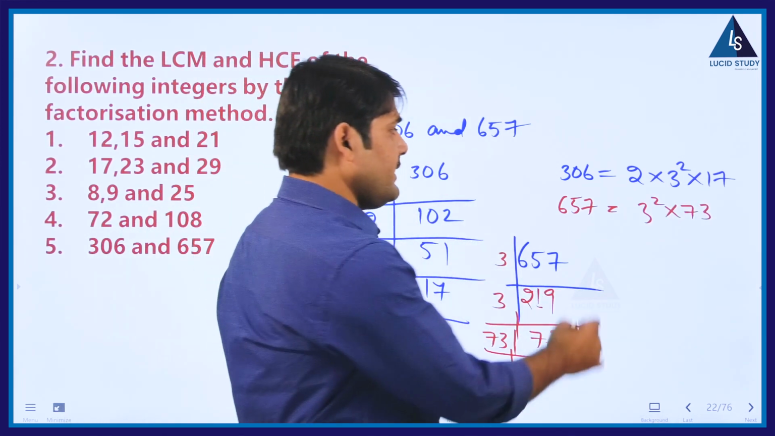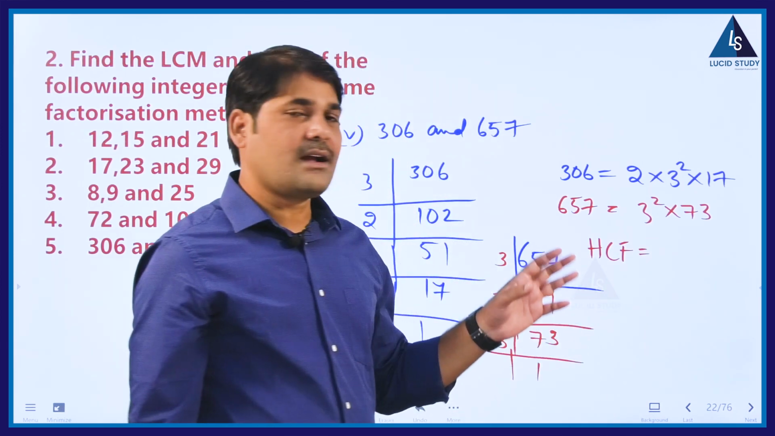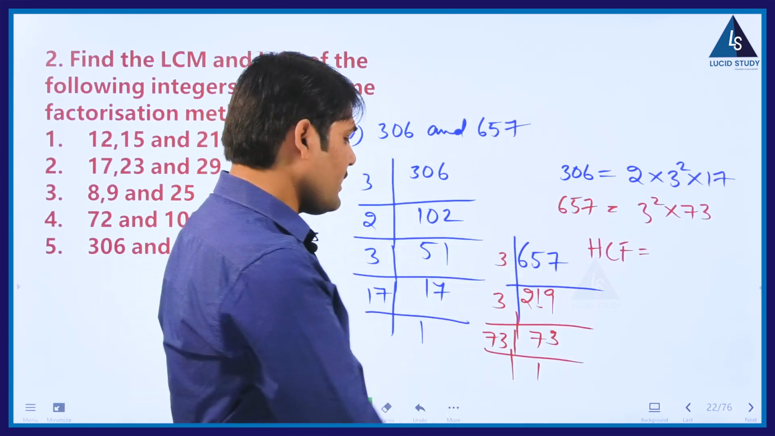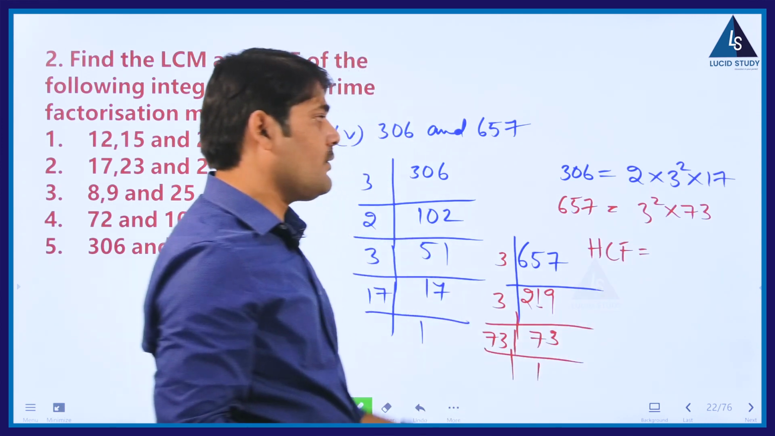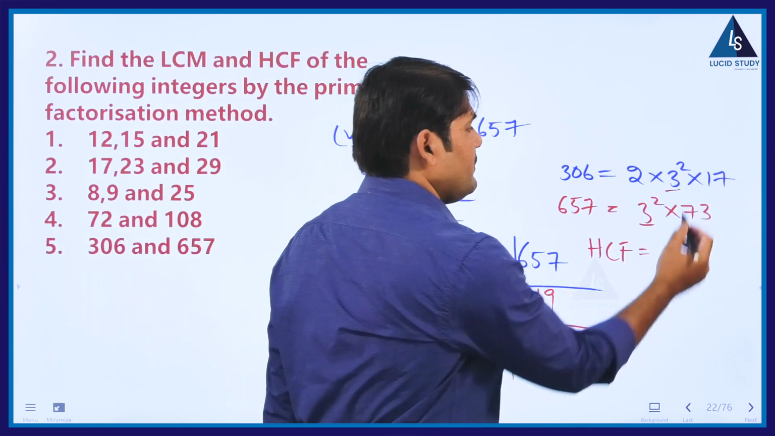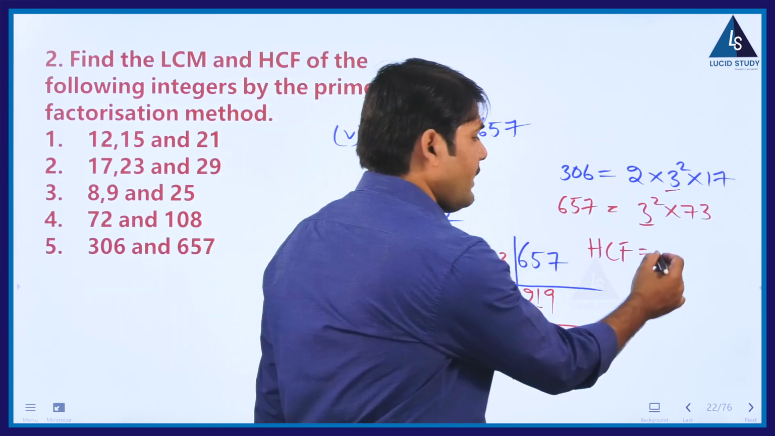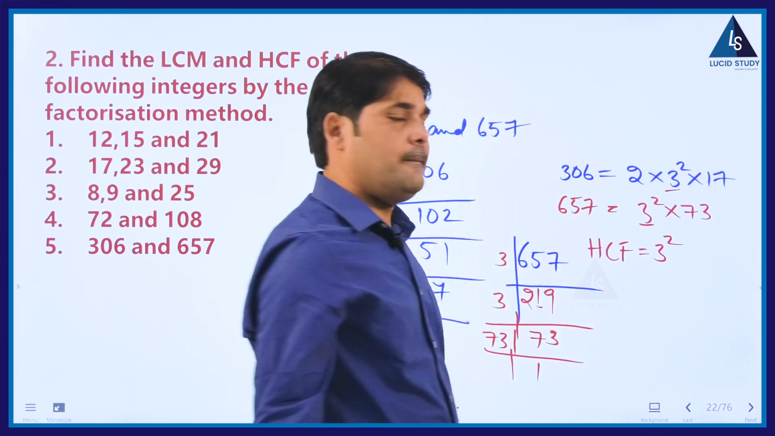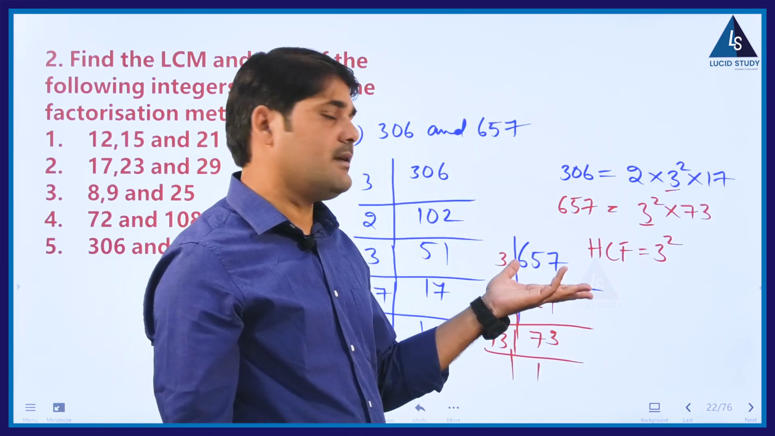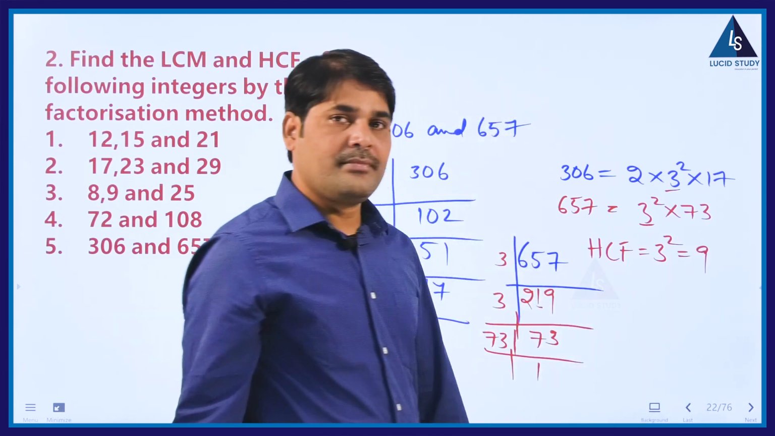Now tell me what is the HCF of these two? HCF means common thing, highest power. What is common in these two? The common factor is only 3. I will underline those two. So what is the highest power? Both are having the same power. That means we have to take 3 square, and any other common, nothing. So this is the HCF. 3 square is equal to 9.